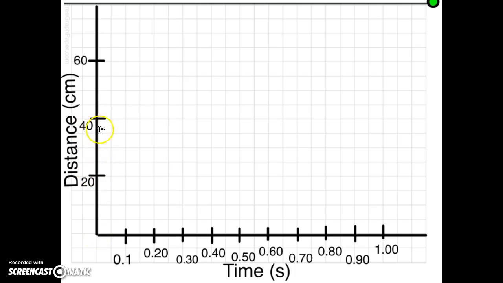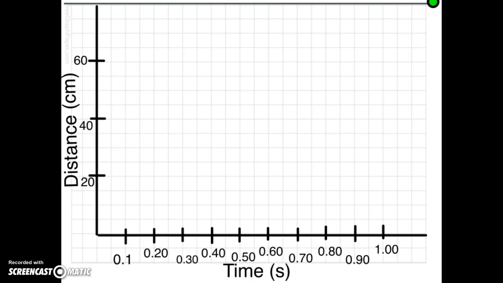On your y-axis, here's how you're going to do your intervals. You're going to make 3 intervals, but if you notice that I counted 1, 2, 3, 4, and that's going to be your 20 centimeter mark. 1, 2, 3, 4, 40 centimeter mark. 1, 2, 3, 4, there's your 60 centimeter mark.